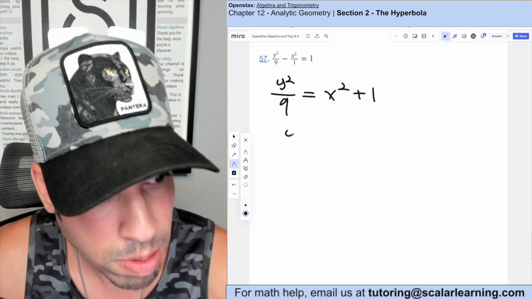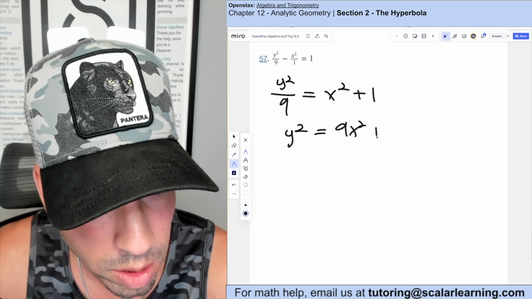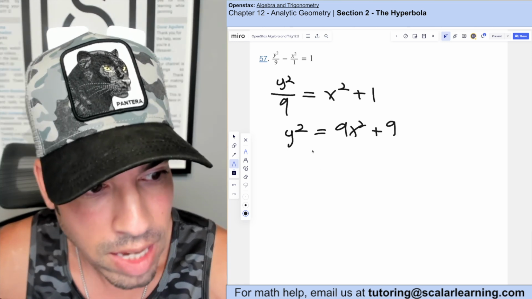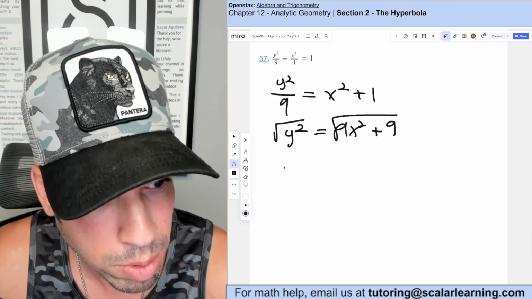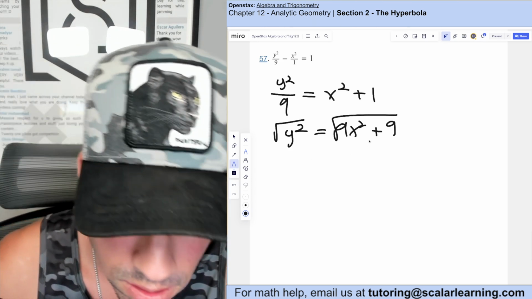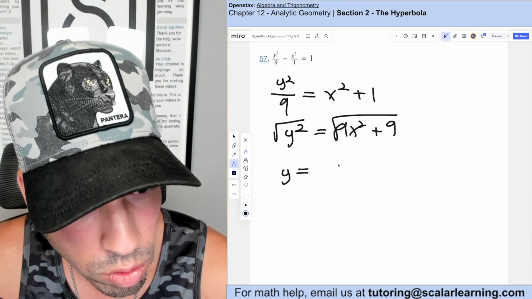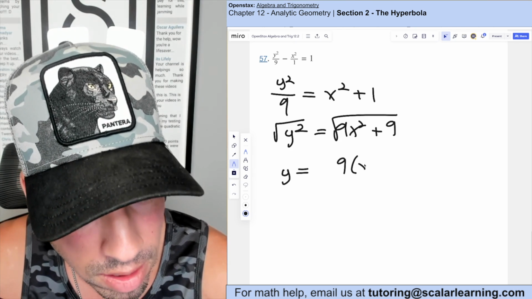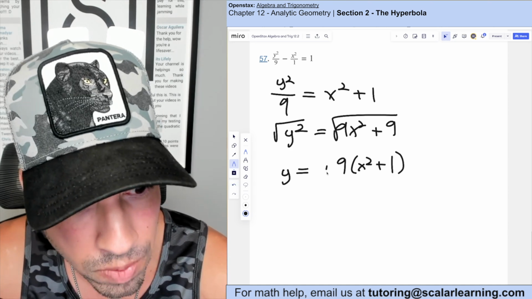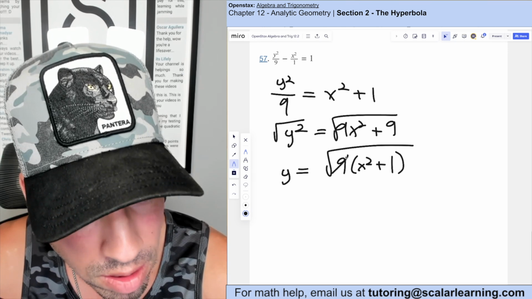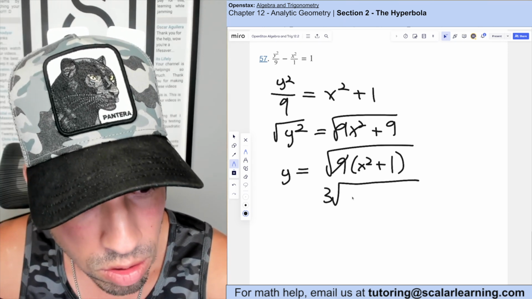And then I'm going to multiply everything by 9. So we got y squared is equal to 9x squared plus 9. Last but not least, I'm going to take the square root of both sides. Boom and boom. Now, we can kind of simplify this, which is what they did in the back of the book. They said y is equal to, and then they factored out the 9 from the x squared plus 9, so it's x squared plus 1, okay? And then they brought this out as a 3, because square root of 9 is 3. So you can kind of do it like this.